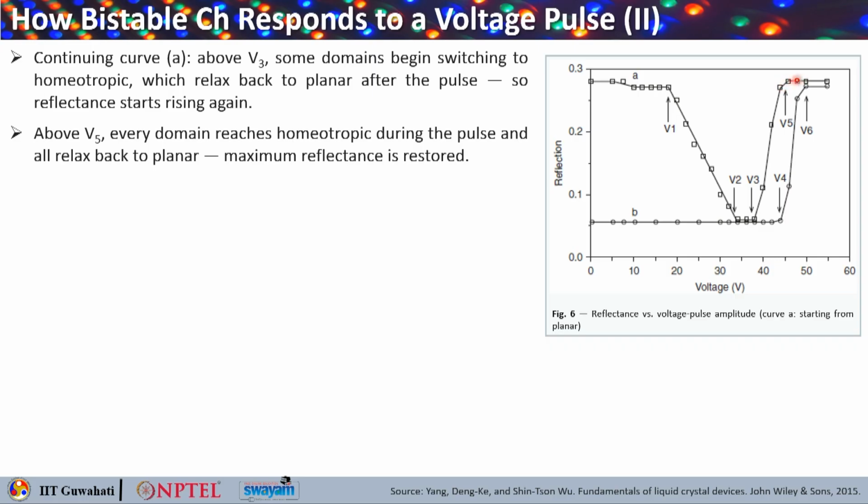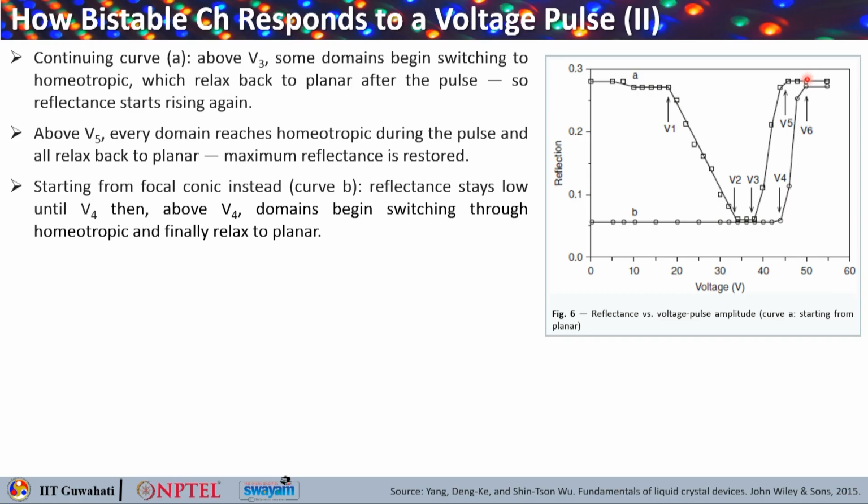So your maximum reflectance level of the planar state is again basically restored. Now let us say that you are starting with the curve with the circles, which follows this bottom curve here. That is basically the focal conic state. If you are starting from this curve, the reflectance stays low until V4.